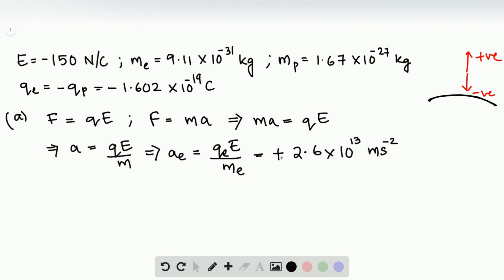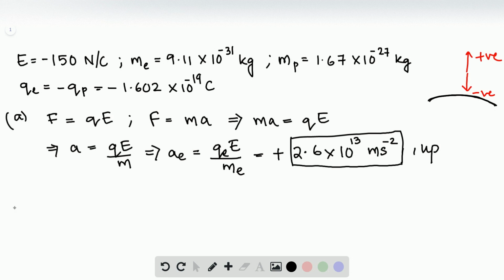Since this is positive, we can say the acceleration is pointed up, and this makes complete sense because our electric field is in the negative direction, or downward towards the Earth, and the charge is negative. So the acceleration experienced by the electron should be in the opposite direction.